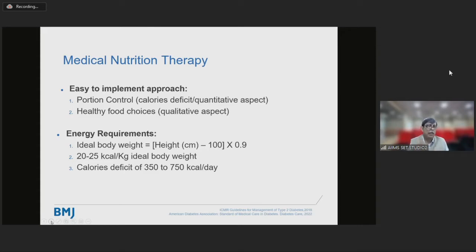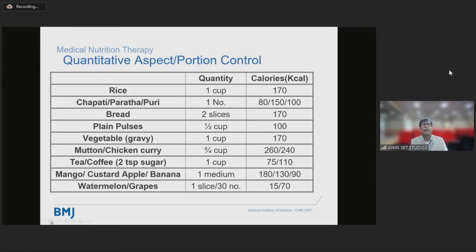As I mentioned, the ideal body weight, so if I'm 180 centimeters, it'll be 80 into 0.9. So that's 72 kilos is my ideal body weight. And about 25 kilocalories per kg of ideal body weight is fine. And you work your way around that. I'm not going to go into this because actually diet, I don't want to trivialize diet into this, but you need to understand basic principles of diet.